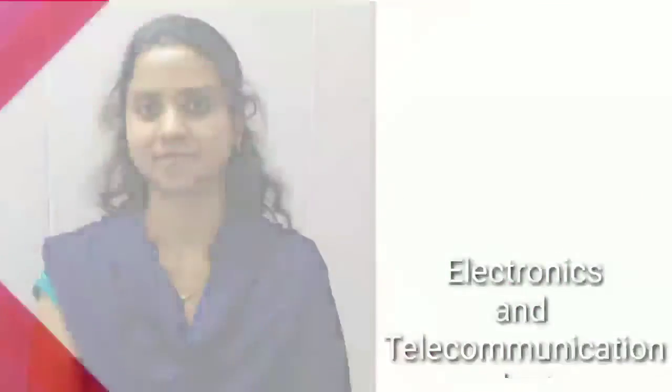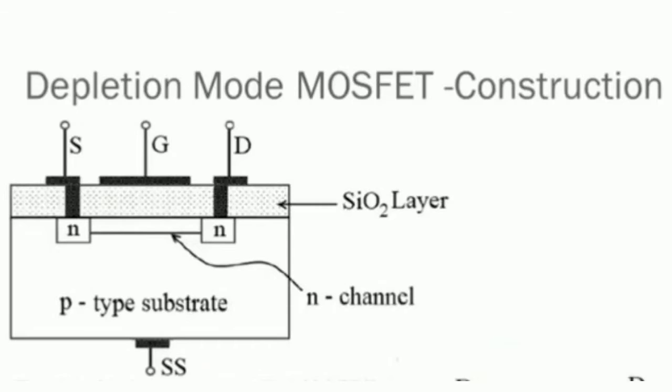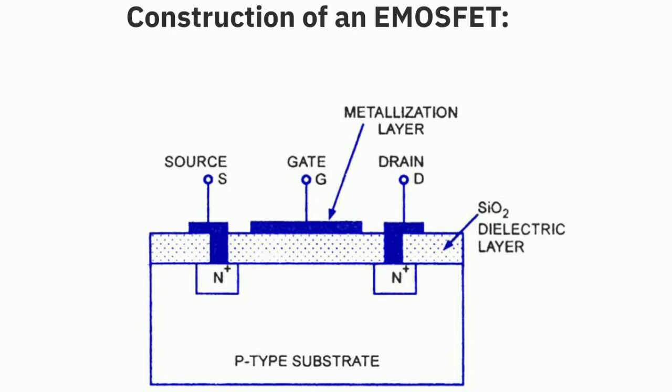In the previous lecture we had studied about MOSFET, that is D MOSFET, depletion type, and in this lecture we will be continuing with the next part, that is E type MOSFET, that is enhancement type MOSFET. So first we will see the construction of N channel E MOSFET. Previously we had seen that in D MOSFET there was the channel present, but in this case the difference is there will be no channel present. So how it will work we will see further.